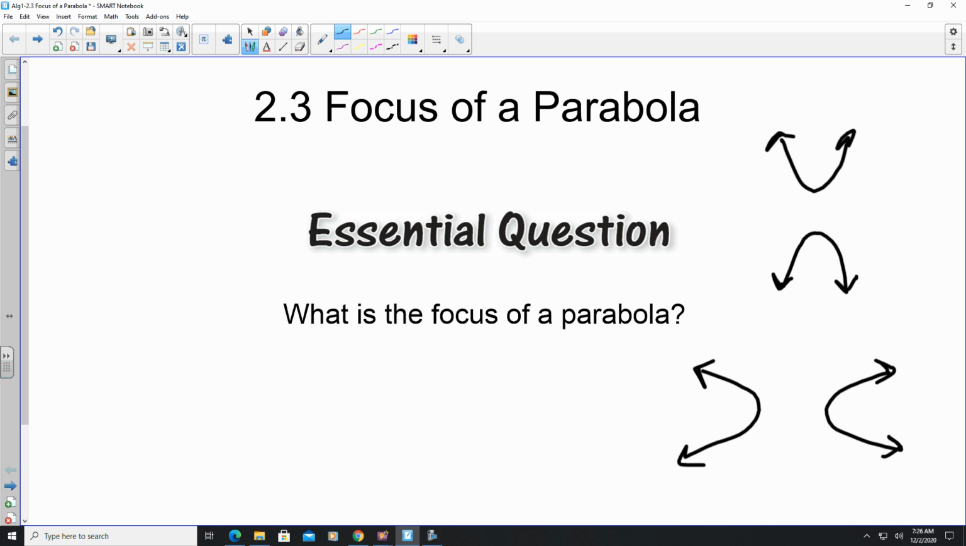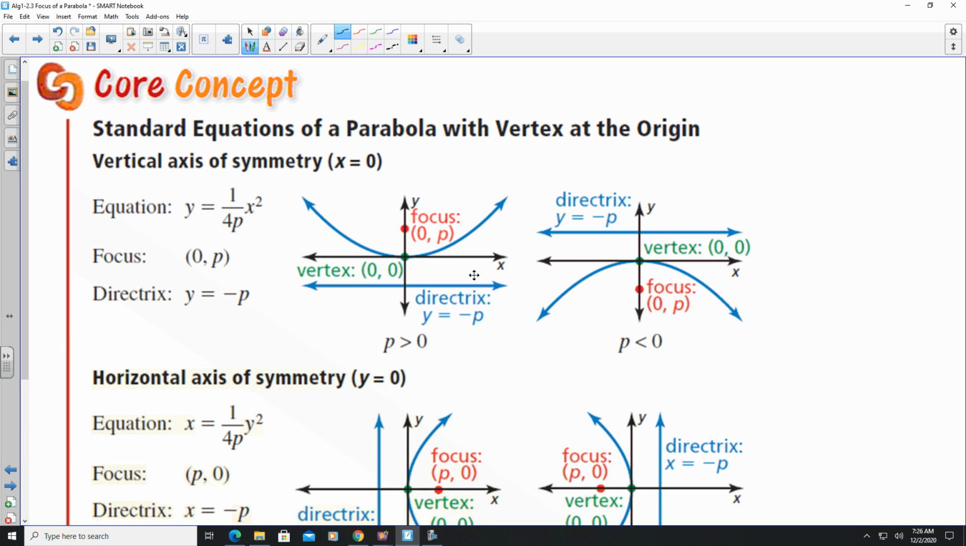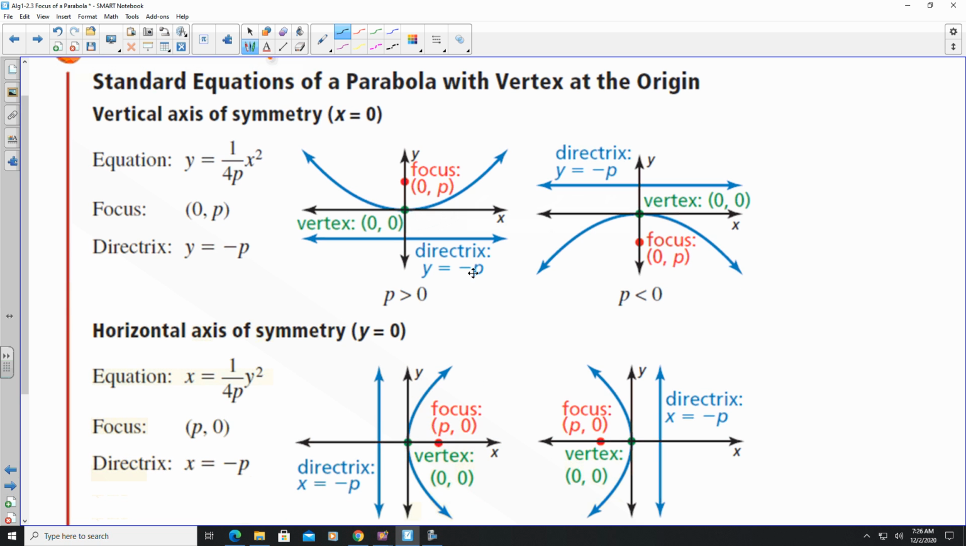And that is where finding the focus of a parabola is useful, which then also means we have new general formulas for us to solve. So what we have here in these two diagrams is parabolas that either go right side up or upside down, open to the right or open to the left.